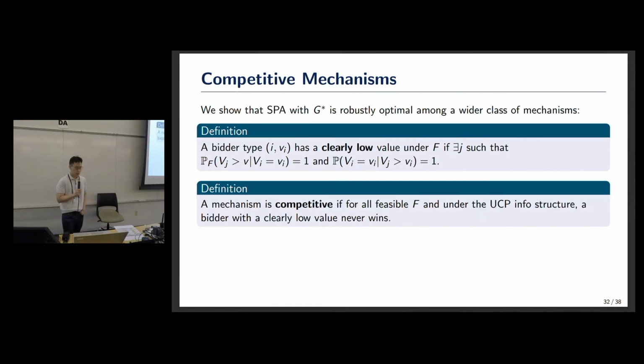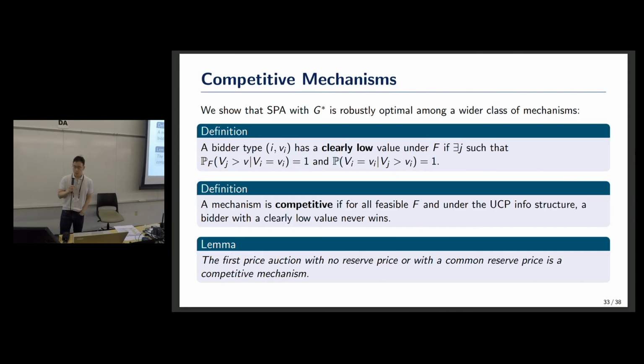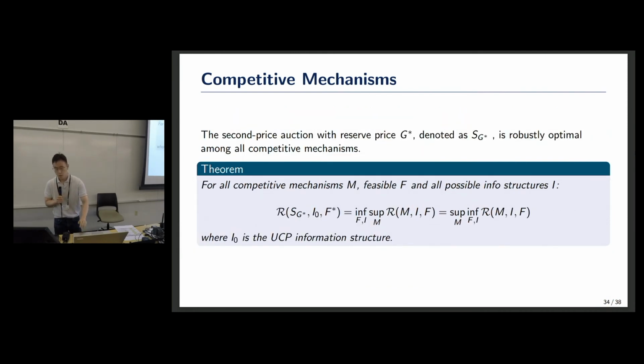Note that these situations I'm talking about require there to be correlation in the value distributions. If, for example, values are IID and I pick the lowest value in the support, this definition has no bite in that situation because another bidder may not necessarily know that their value is higher than mine. And we can see that actually a first price auction without a reserve price, or with the common reserve price, is a competitive mechanism. And our final result is just to show that indeed a second price auction with this reserve price is robustly optimal among all competitive mechanisms.